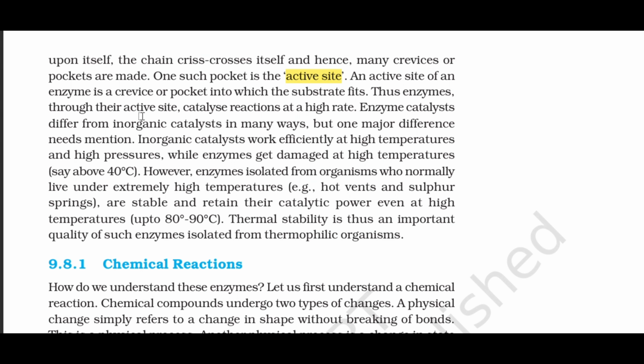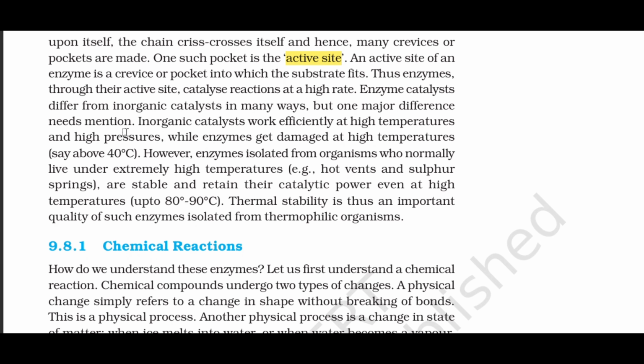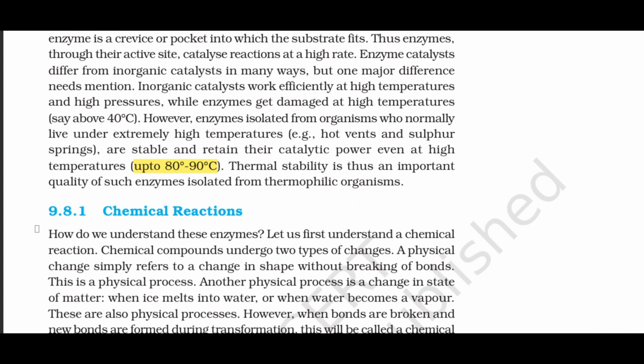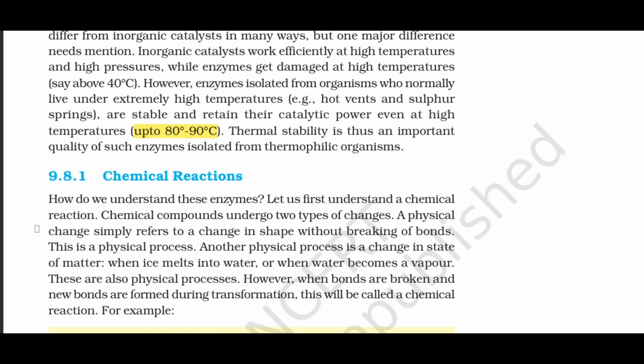Enzyme catalysts differ from inorganic catalysts in many ways, but one major difference needs mention. Inorganic catalysts work efficiently at high temperatures and high pressures, while enzymes get damaged at high temperatures, say above 40 degrees Celsius. However, enzymes isolated from organisms who normally live under extremely high temperatures, for example, hot vents and sulfur springs, are stable and retain their catalytic power even at high temperatures, up to 80 to 90 degrees Celsius. Thermal stability is thus an important quality of such enzymes isolated from thermophilic organisms.